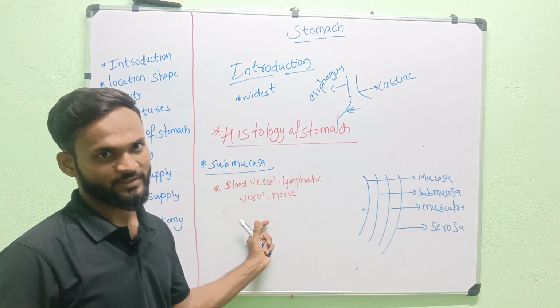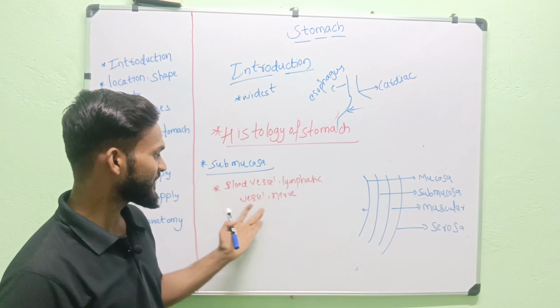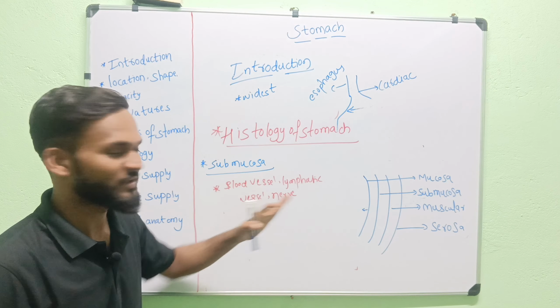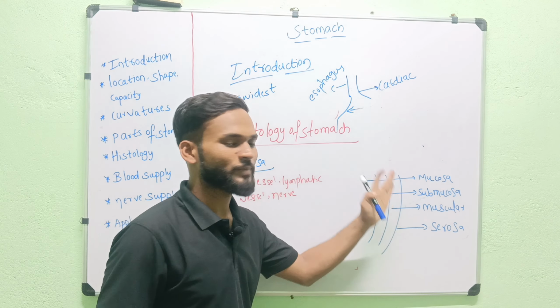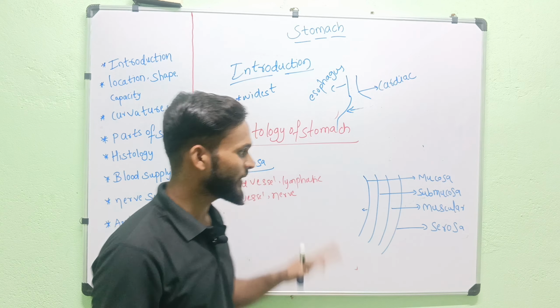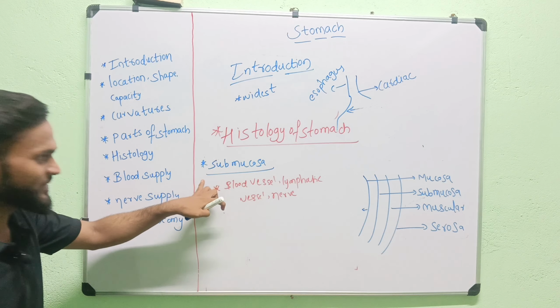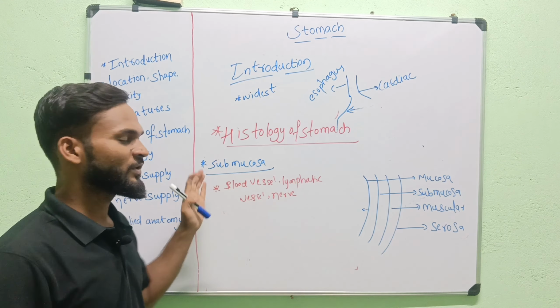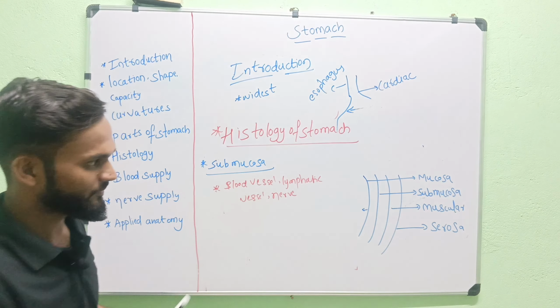It is a nourishment layer because it contains the nerves, lymphatic vessels, and blood vessels, which are helpful for the proper function, and it is going to provide the nutrition to your stomach. The submucosal layer is also known as the nourishment layer. It is going to nourish all layers of your stomach.